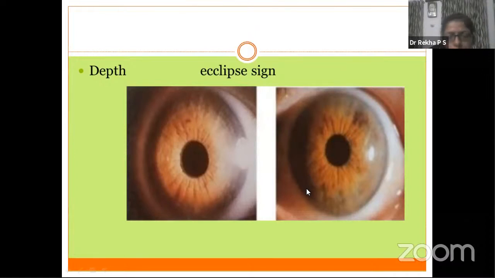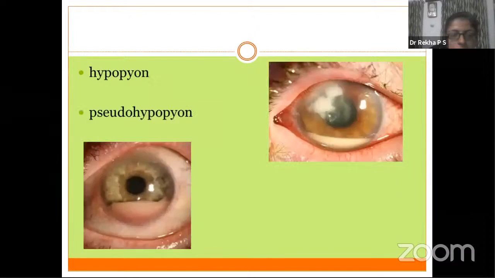What is the importance? If you see a shallow anterior chamber and suppose the patient is diabetic and requires dilatation for diabetic retinopathy, you should be cautious in dilating such a patient. He may end up in an acute angle closure attack. So you have to do a gonioscopy before dilatation. You can also get irregular anterior chamber depth in case of subluxation of lens or iridocyclitis.